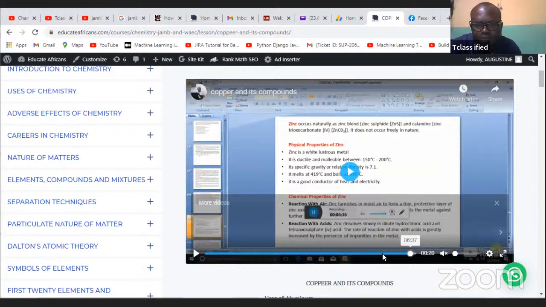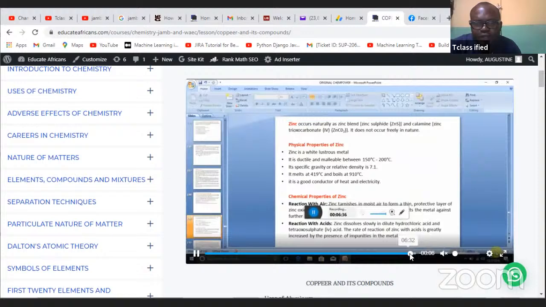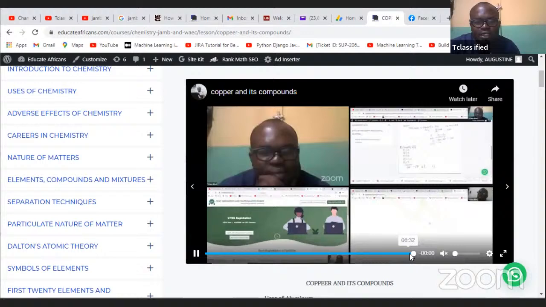Okay, zinc and its compound, the last one. Zinc occurs naturally as zinc blende or zinc sulfide and calamine, that is zinc carbonate. It does not occur freely in nature. It is a bluish-white, lustrous metal. It is ductile and malleable between 150 to 200 degrees Celsius. Its specific gravity or relative density is 7.1. It melts at 419 degrees Celsius and boils at 910 degrees Celsius. It's also a good conductor of heat and electricity.